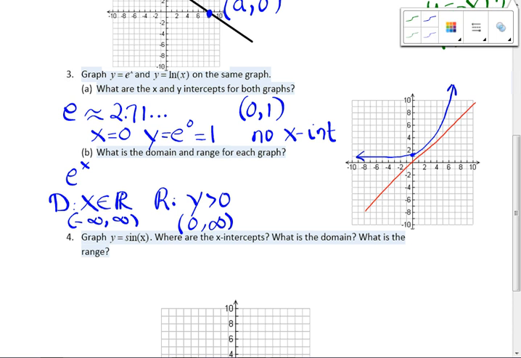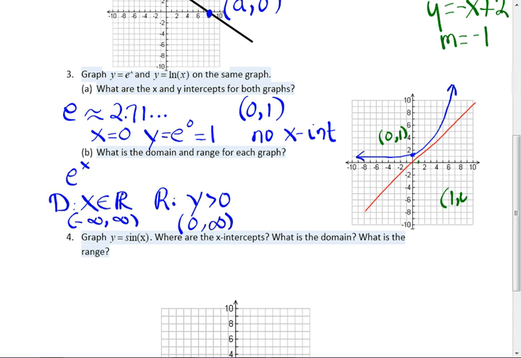Okay, so I'm going to change my color again. And so now that was at 0, 1. And this will be at 1, 0. I'm supposed to have a better reflection than that. Maybe I can fix it. I can try.